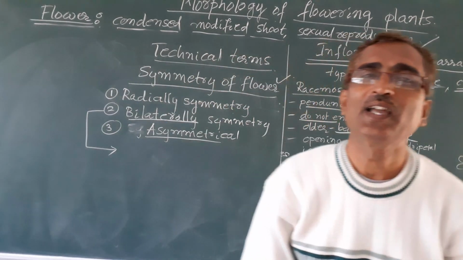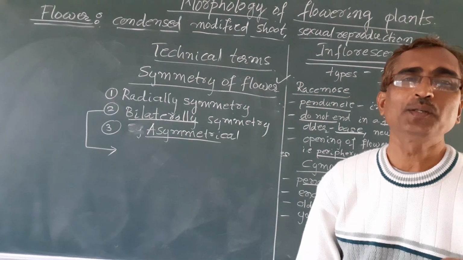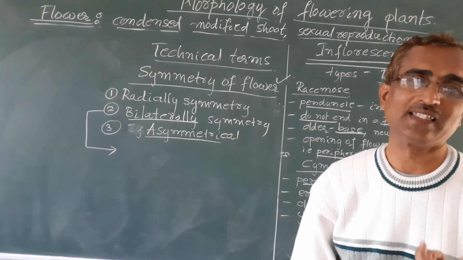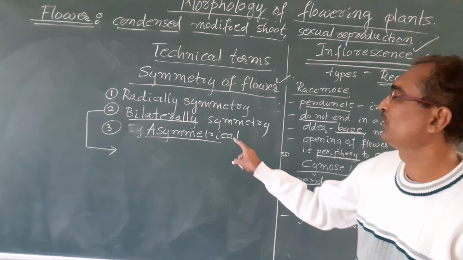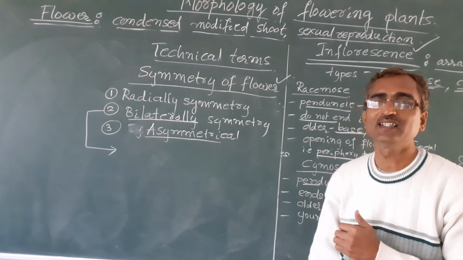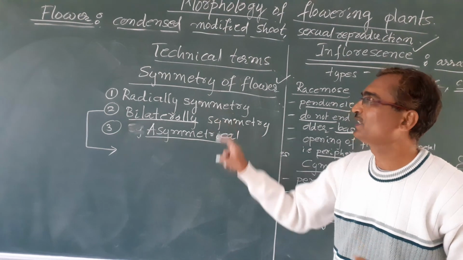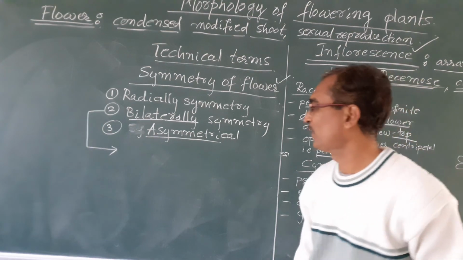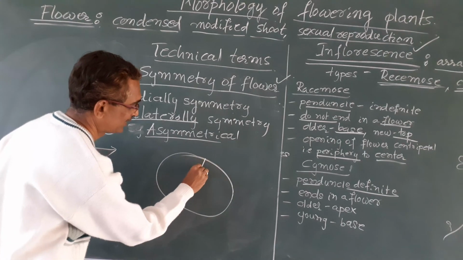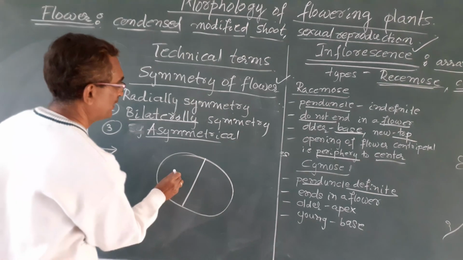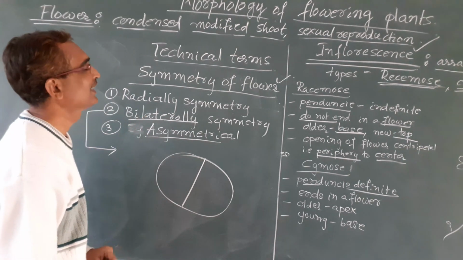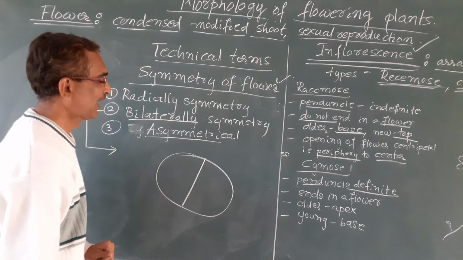And radially symmetrical means a flower can be divided into two equal parts by a plane passing through any axis. But in case of bilateral symmetry it is only through the central axis, while in radial symmetry it is any plane. For example, if a line is passed through this plane, it is divided into two equal parts. It is known as bilateral symmetry.